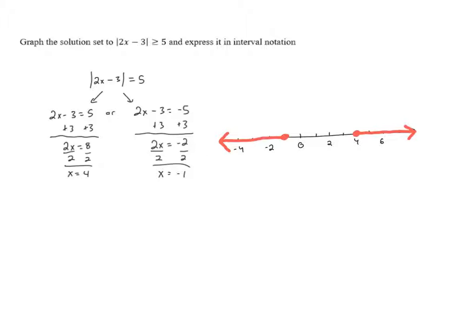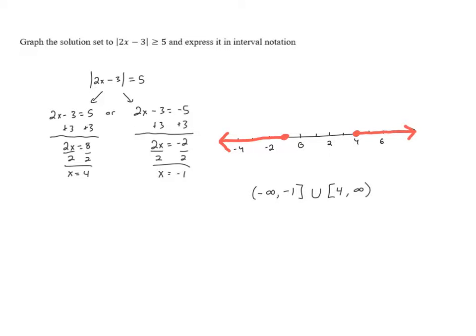Now we want to write this in interval notation, and we've seen before that when we have two separate intervals for our solution, we write the union symbol in between them. So our first interval is going to be negative infinity, comma, negative 1, and then bracket, and then the union symbol, and then bracket 4, comma, infinity.